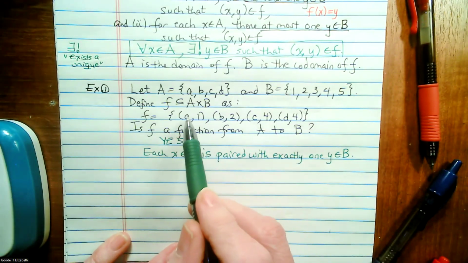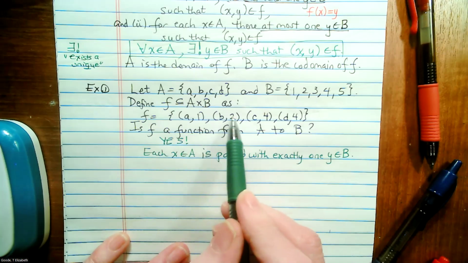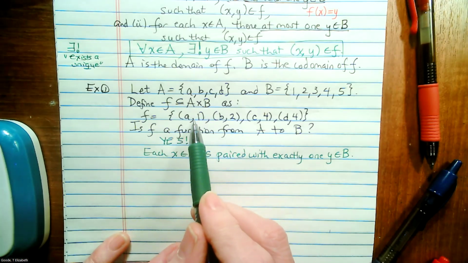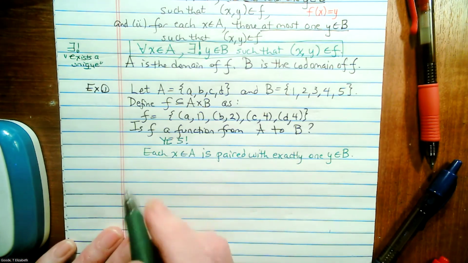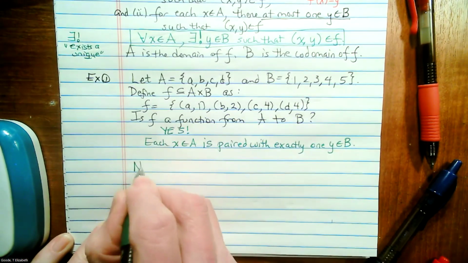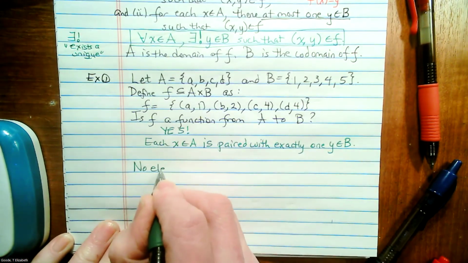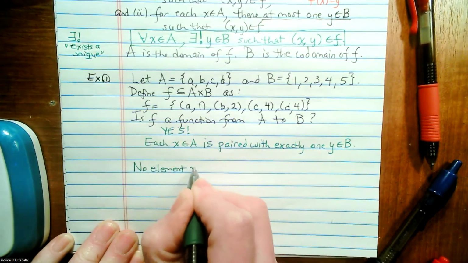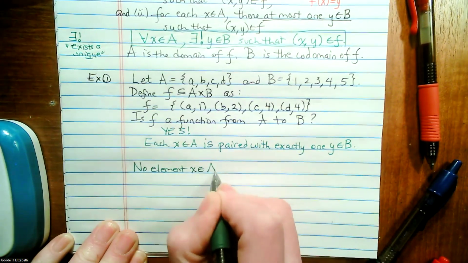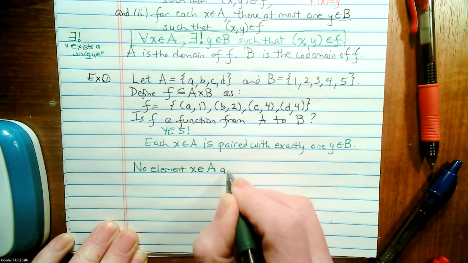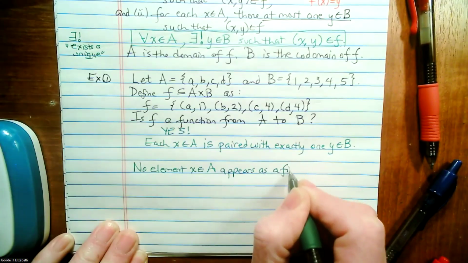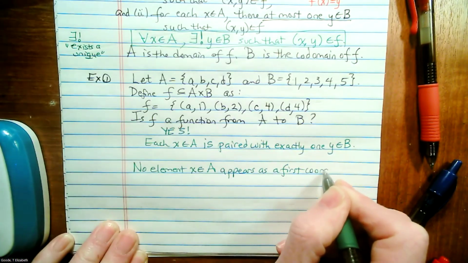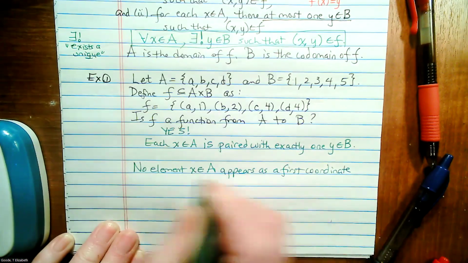There is no other ordered pair besides (a, 1) that has a as the first coordinate. That's the only requirement. So you could think about it this way: no element X from A appears as a first coordinate more than once.